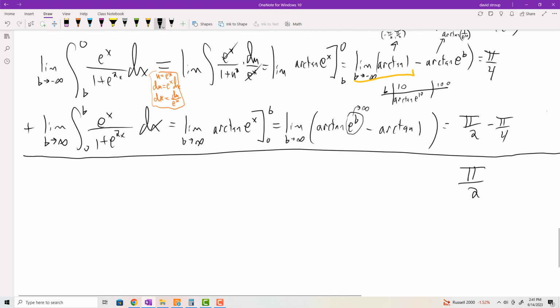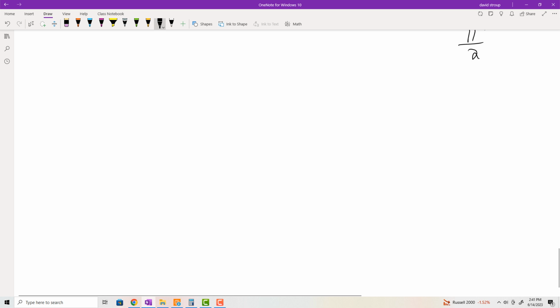Let's take a look at the other types of integrals now. They're called infinite discontinuity problems. And in my opinion, they're just the same problems tilted 90 degrees. So let's take a look. Infinite discontinuity.